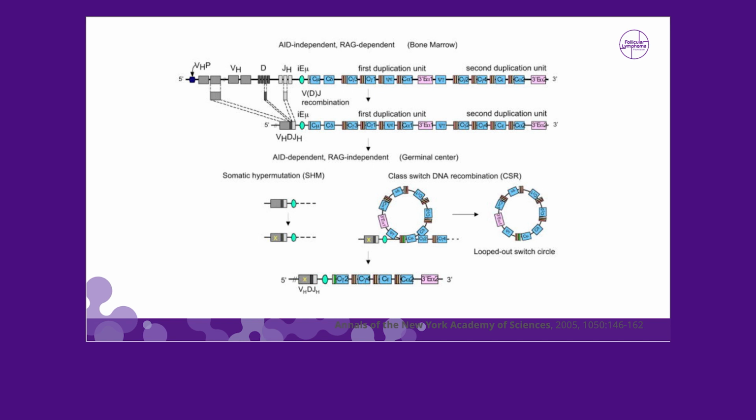Then the cells are leaving the bone marrow, and at the germinal center, another enzyme is activated. This is the AID. And AID is a very smart enzyme. It can do somatic hypermutation. It can introduce mutation at a rate which is 1 million times faster than in any other cell in our body. And this occurs in the dark zone of the germinal center. And then in the light zone, there is the class switch recombination, which diversifies the heavy chain types of the molecules.